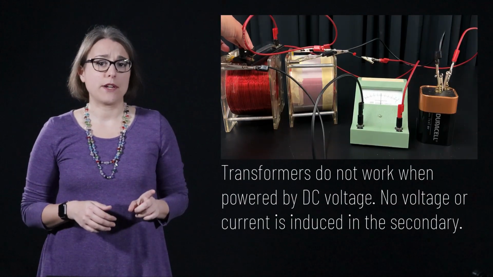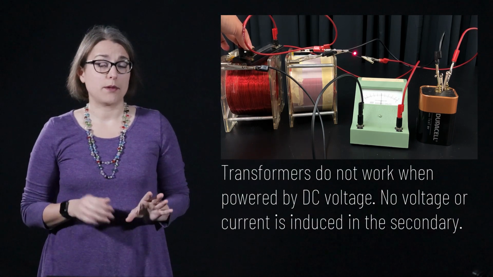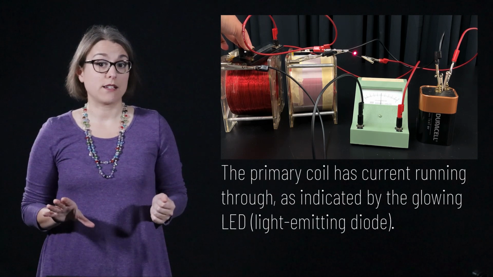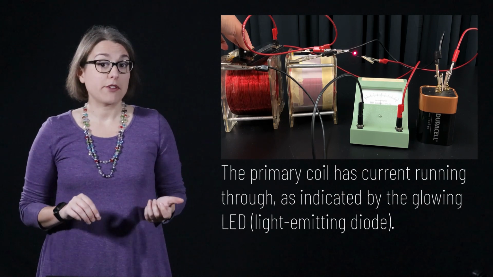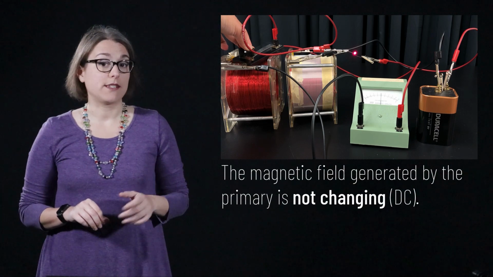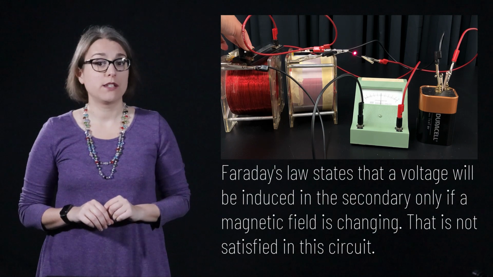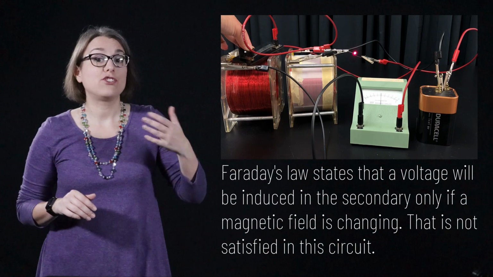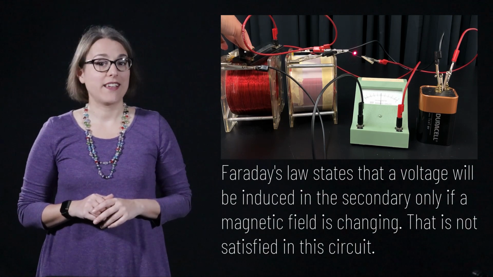When I connect the primary to a DC source, a battery, note that the galvanometer on the secondary no longer deflects. The primary coil is connected properly, as indicated by the glowing light-emitting diode, and the primary therefore generates a magnetic field. But that magnetic field does not change over time. It is static. Faraday's law of induction tells us that the only way to generate electricity is to have a changing magnetic field. That requirement is not satisfied in this circuit.